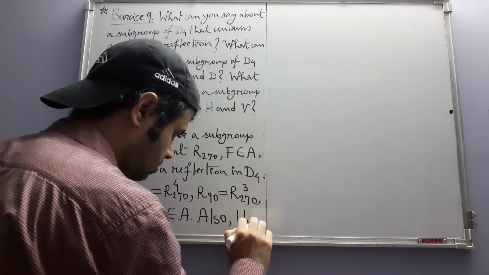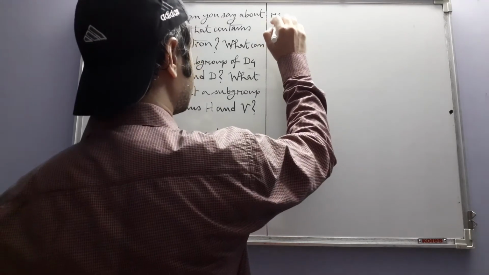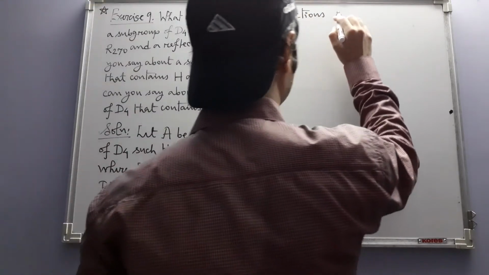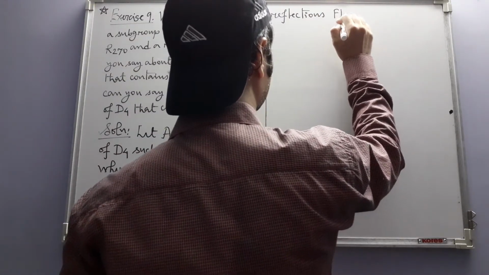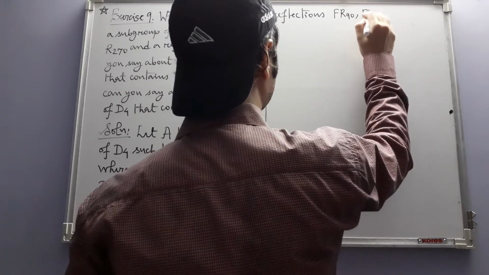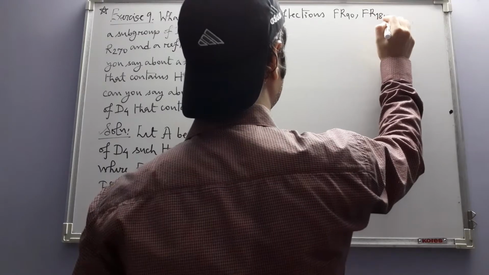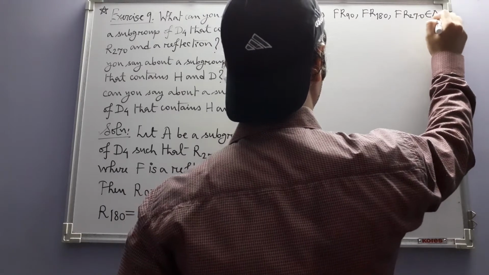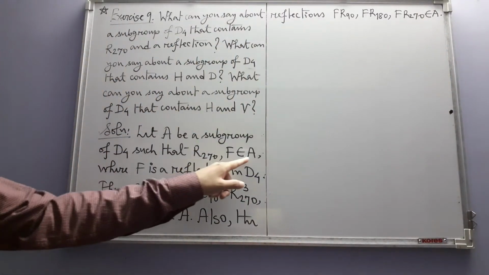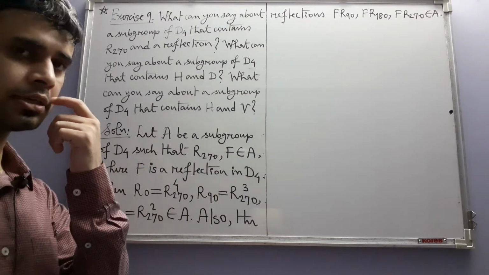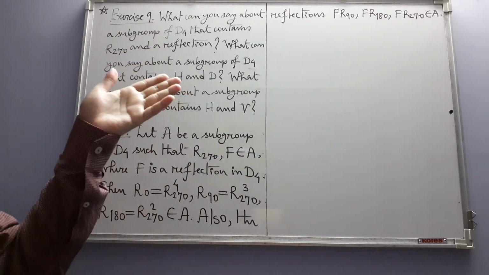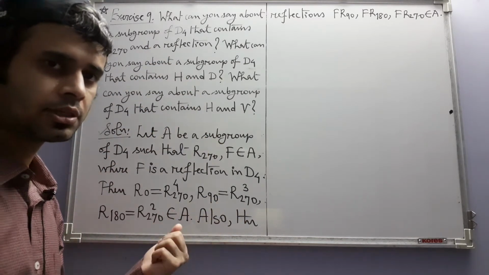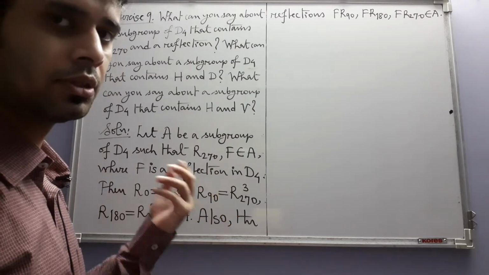Also, the reflections FR90, FR180, FR270, they belong to A. Why? Because F already belongs to A and all the rotations are in A. So if you multiply any rotation by that reflection, then the result will again be in A, because A is closed under multiplication or under the formation of product.